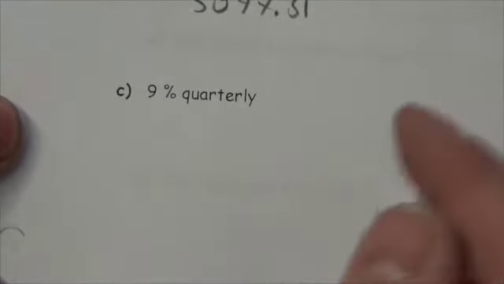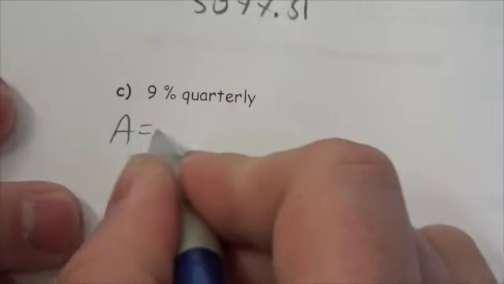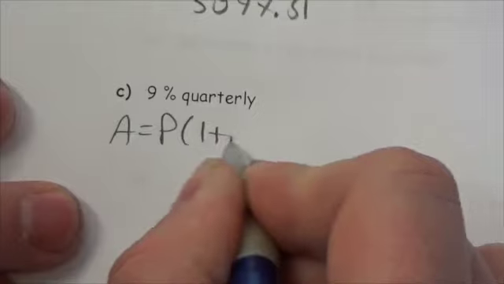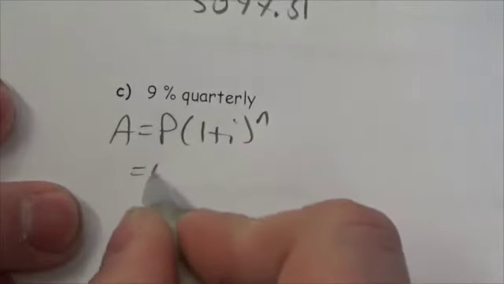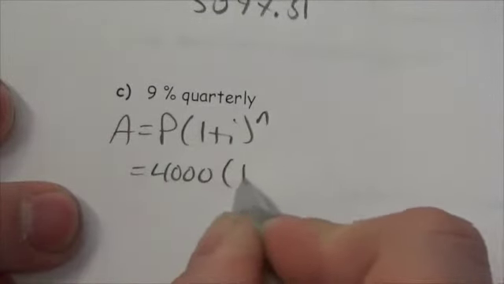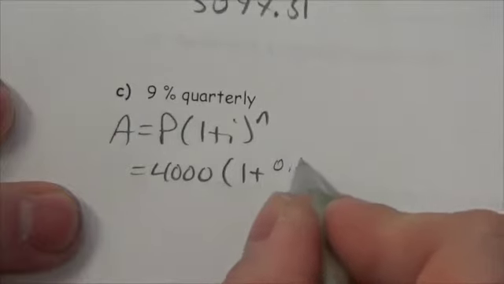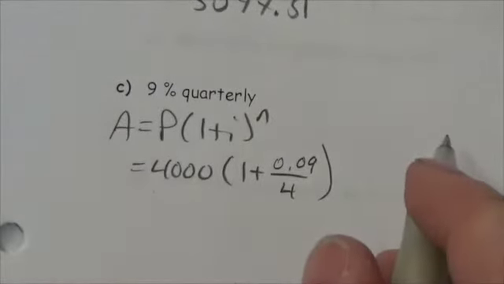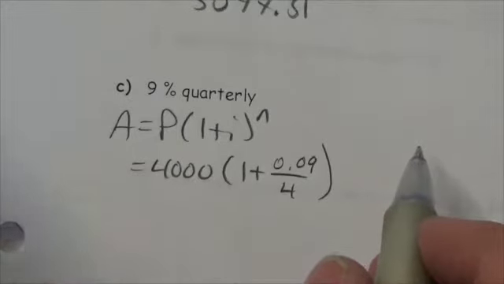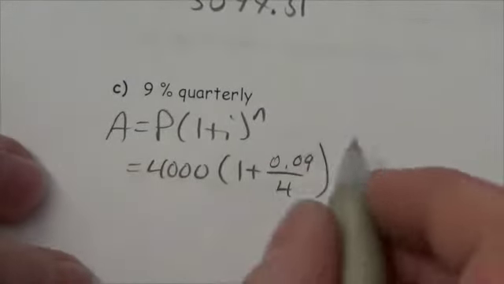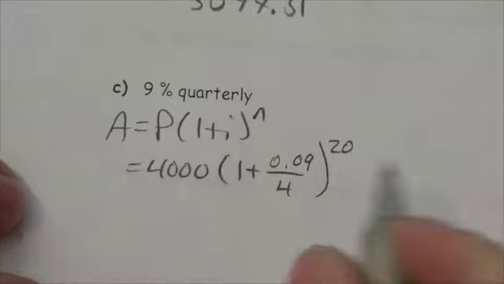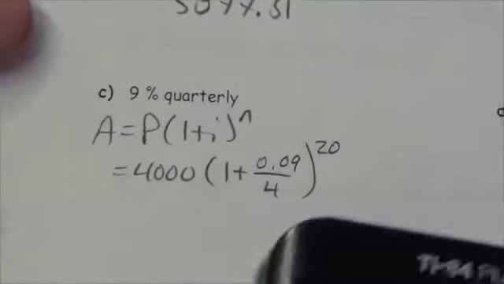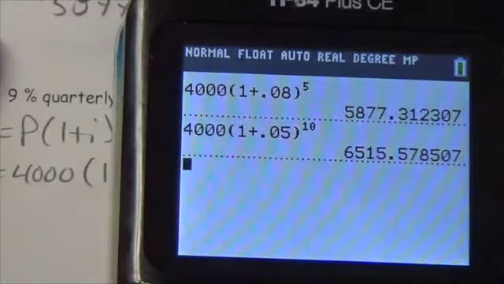Let's take a look at this. 9% compounded quarterly. Here we go. A is equal to P(1 plus i) to the n. Again, $4,000 we throw in there. Now, we're going to take this 9%, I'm going to divide it by 4, and my exponent here over 5 years, compounded quarterly, 4 times a year, this is going to be 20. 20 compounding periods. So let's go for it.